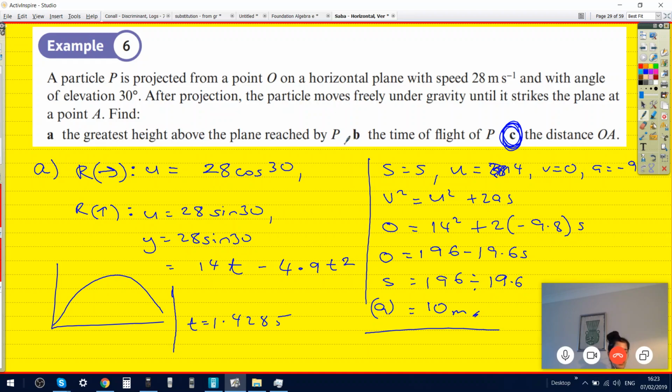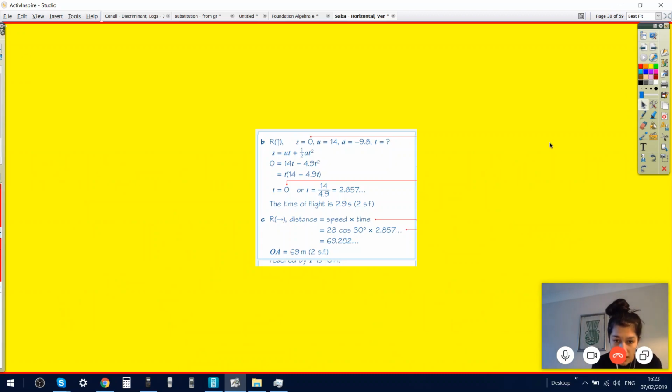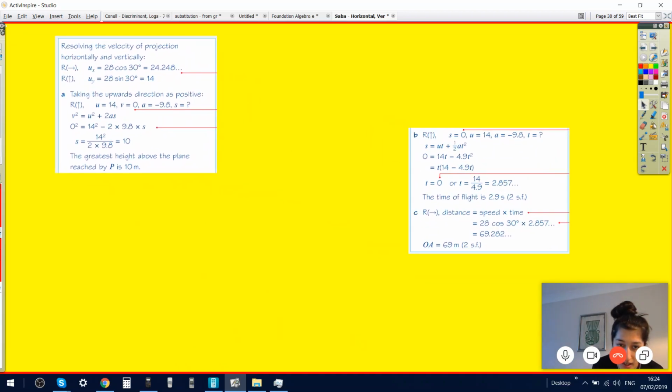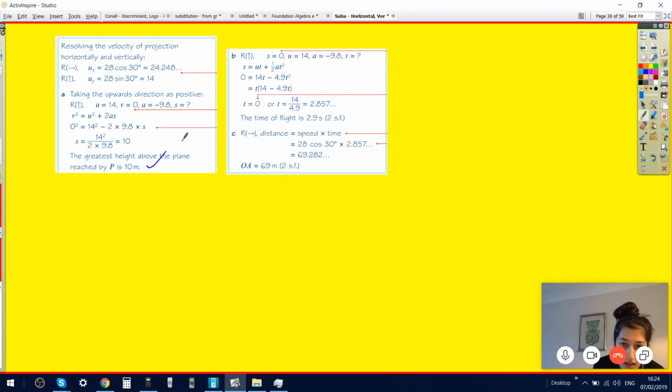See, the distance O to A. So that's just the range. So 28 cos 30 times 1.43. Oh, actually, I'm going to do the unrounded version, 1.4285, which is 34.6 meters. How do they have to do that? Yeah, it didn't strike me as correct. Okay, so the 10 part was correct.